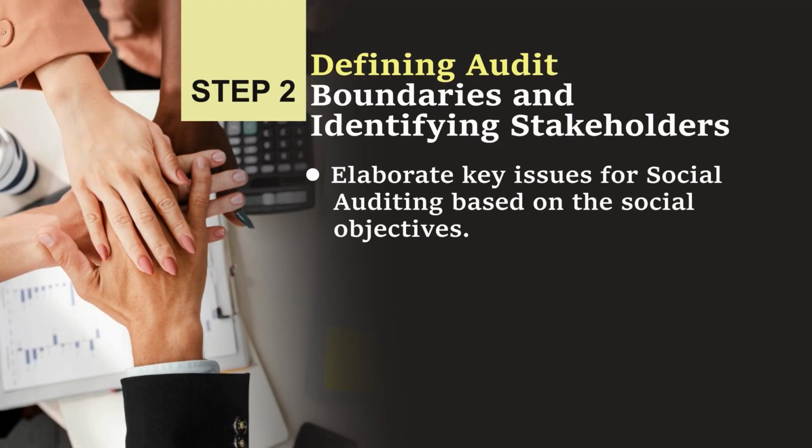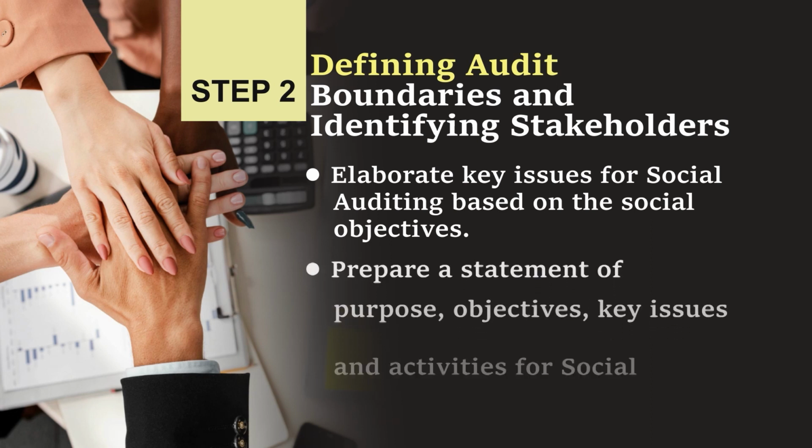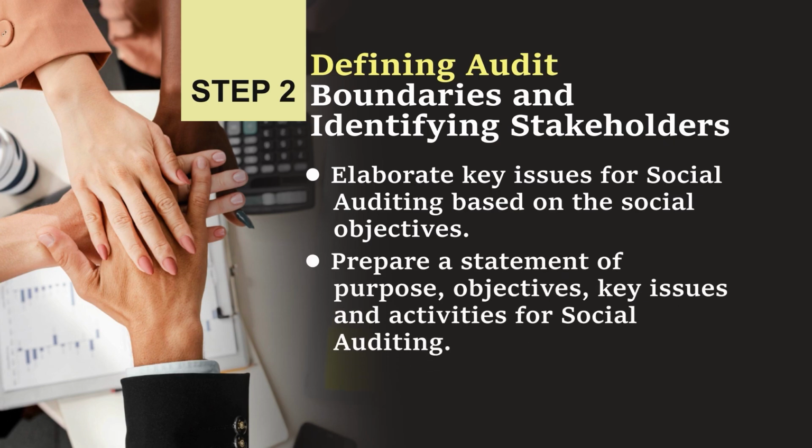In this step 2, one must elaborate key issues for social auditing based on the social objectives, and one must prepare a statement of purpose, objectives, key issues and activities for social auditing. This is very important. We have to prepare a statement of purpose. Why do we want to do the social auditing? That is the first thing. Second, what are the objectives of doing the social audit? Which key issues are we going to address when we conduct social auditing, and the activities for social auditing.